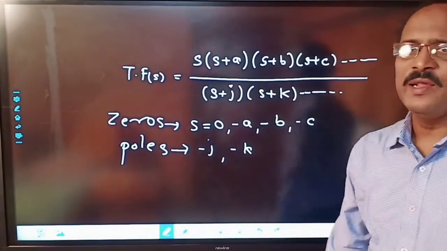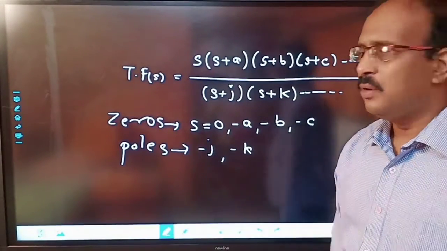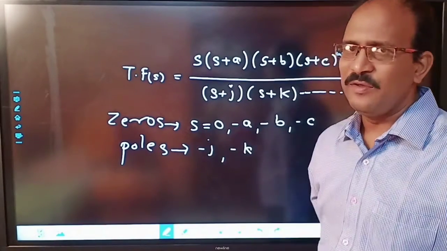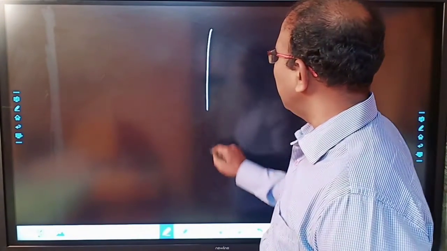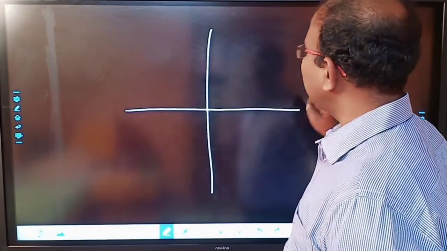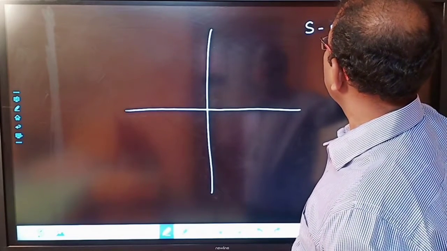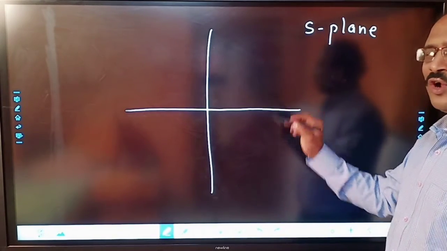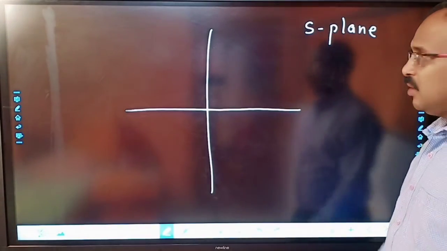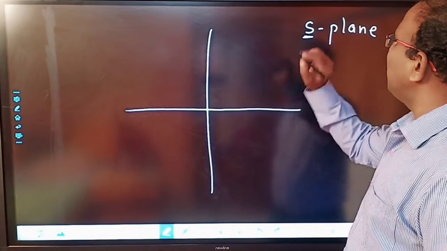Now how do we present this? If I consider the real values and the roots on the imaginary axis, this is always presented in a graph. This graph is always called the S-plane. Why S-plane? Because this is not an ordinary graph. This is a Laplace graph, so this particular plane is called the S-plane.